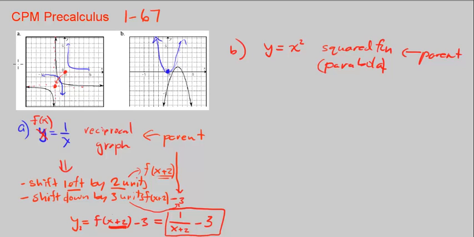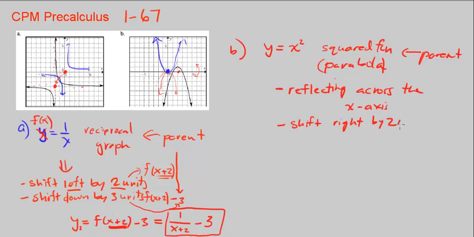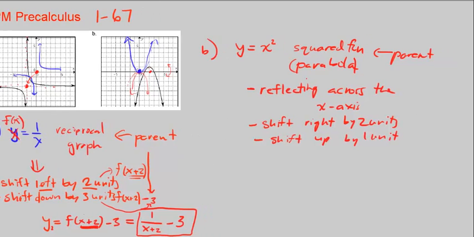So the vertex, what are we doing here? We're shifting to the right and up, and also reflecting across our x-axis, right? So once we reflect across the x-axis, it's going to be going down like this. And then we want to shift it 1, 2 to the right and shift 1 up. So shift right by 2 units and shift up by 1 unit.